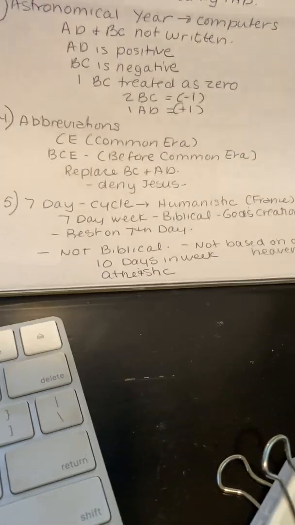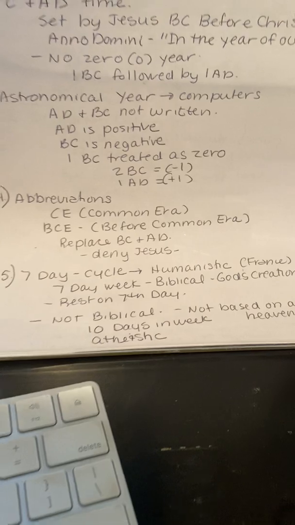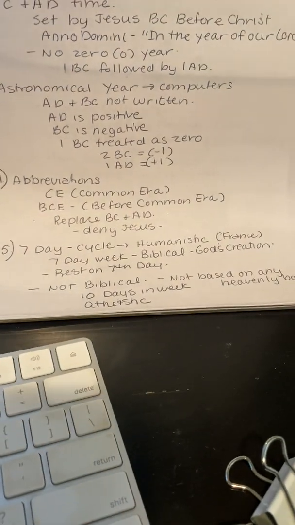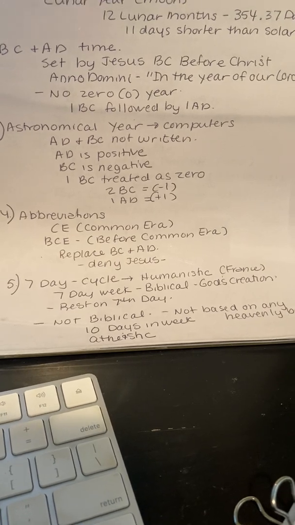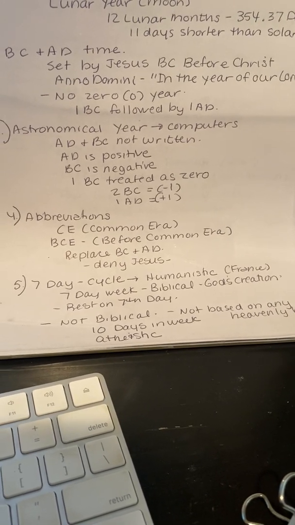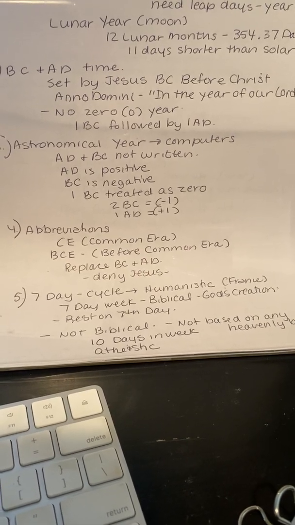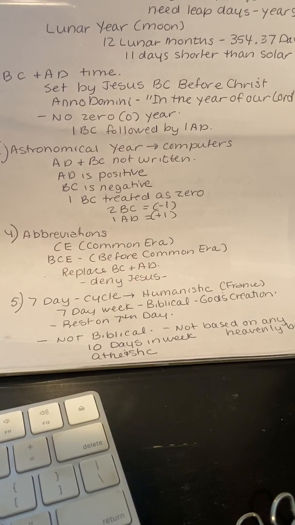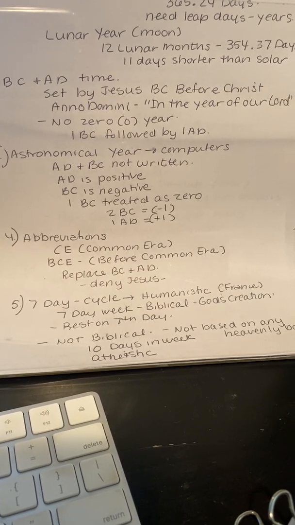So let's look down and let's see if I can get this bottom one. There we go. So now we'll talk about how many days are in a week. Well, 7 days. And this is very biblical because God said he created the earth in 7 days and he rested on the 7th day.